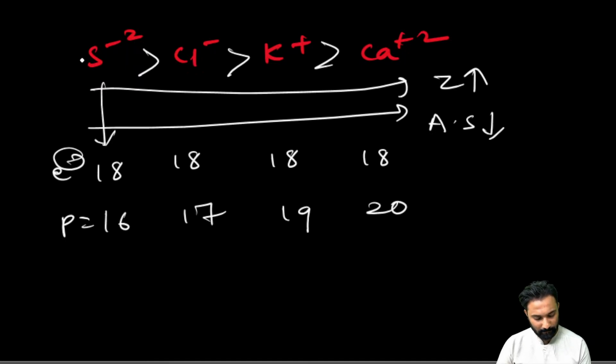Right? Is it clear? For the isoelectronic species, the size order, is it clear? Or do you still have any confusion? I hope it is clear for you. May I know, is it clear or not? If it is clear, say yes so that I can move to the next question.